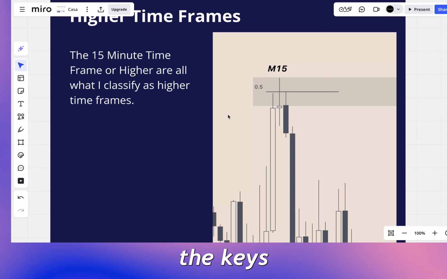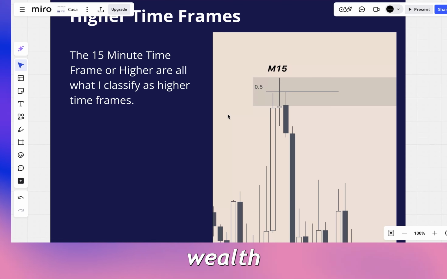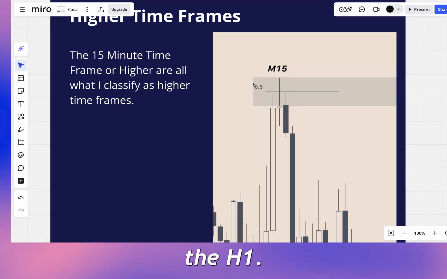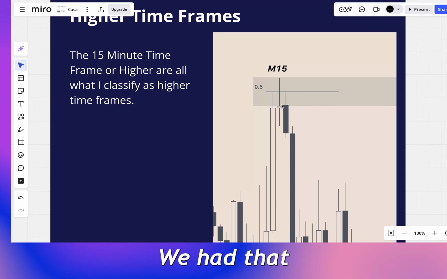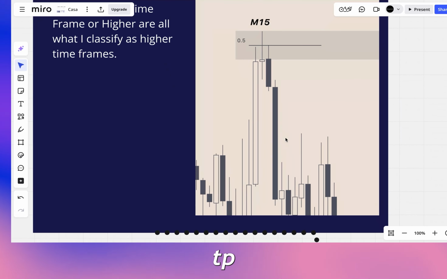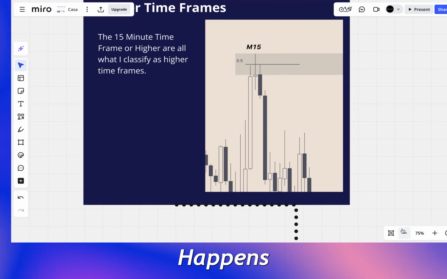Because I'm telling you, this is one of the keys to building wealth in day trading, that model, let alone on the M15 or the H1. Right here, we swept the 0.5. Just by looking at the 3 consecutive wicks, you already know what's going on. We had that market structure shift, we had the OTE entry and straight to take profit, right? Happens time and time again.